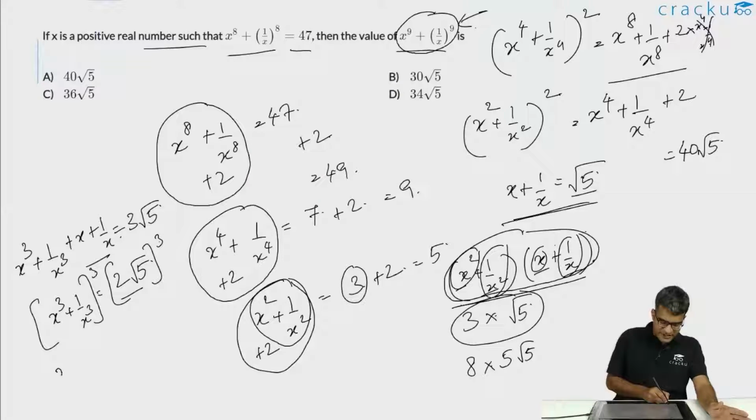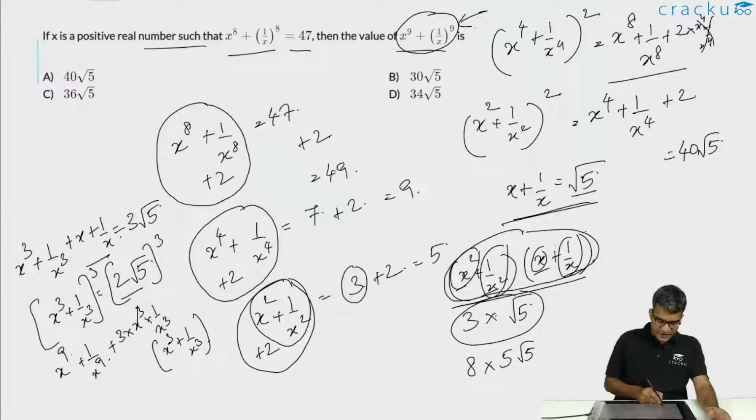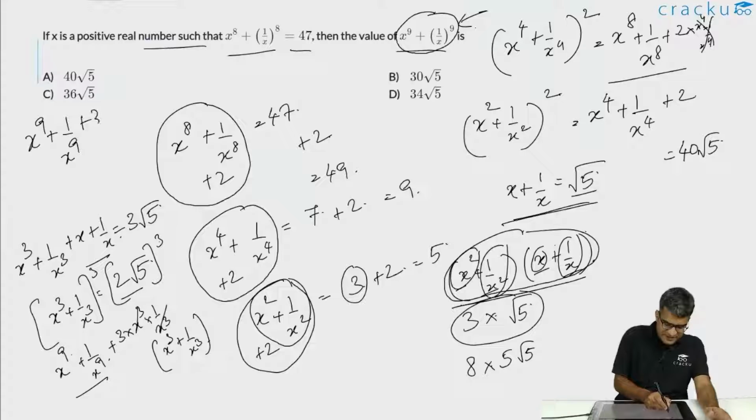This will be equal to x to the power 9 plus 1 by x to the power 9 plus 3 times x cube into 1 by x cube into x cube plus 1 by x cube. You can cancel x cube and 1 by x cube. So essentially what we have is x to the power 9 plus 1 by x to the power 9 plus 3 times, what is the value of x cube plus 1 by x cube?